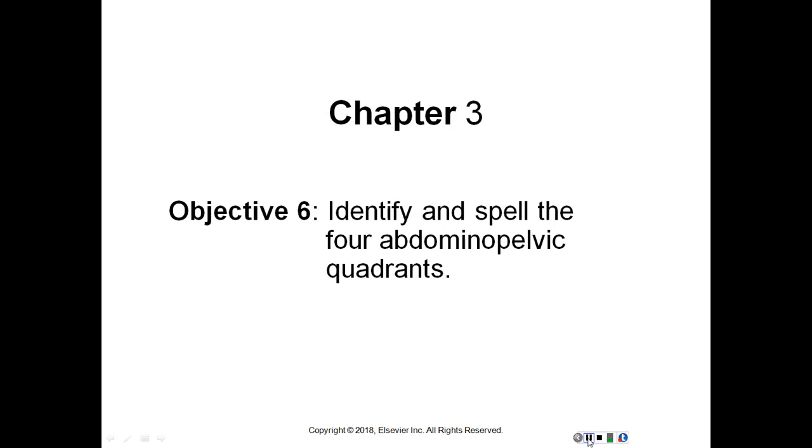Now we're going to identify and spell the 4 abdominal pelvic quadrants. So now we have regions and we have quadrants. Remember, quadrants are just 4. So quad is 4, so hopefully that's a good reminder.